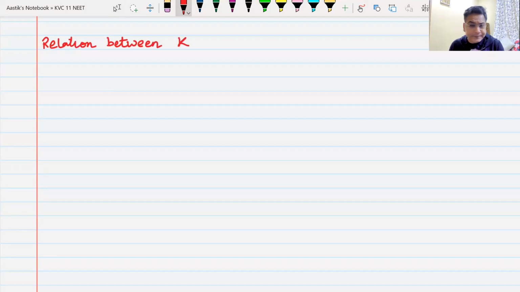K. What is K? Kinetic energy. And P, what is P? P is momentum. Remember momentum? Momentum is mass into velocity. It is the amount of motion in a body. Rate of change of momentum is force. So this is a very important relation between kinetic energy and the momentum of a particle.